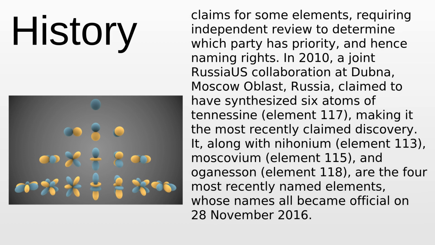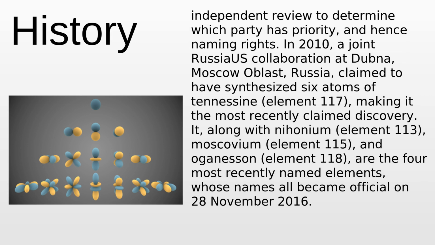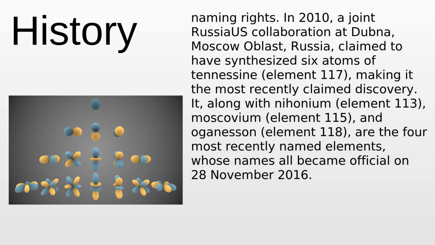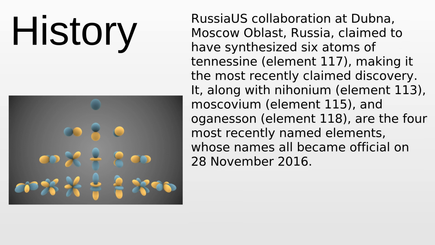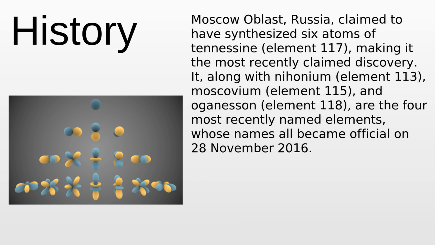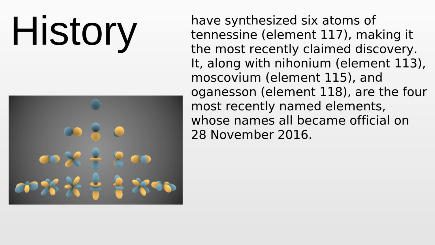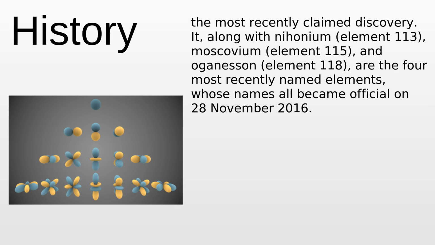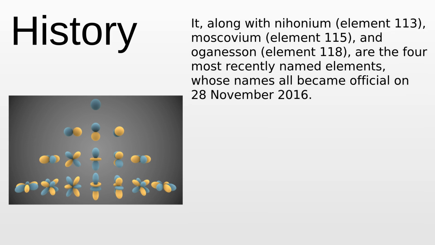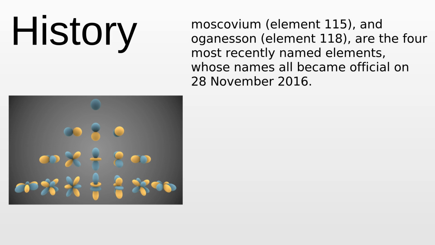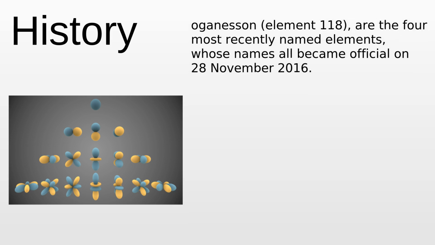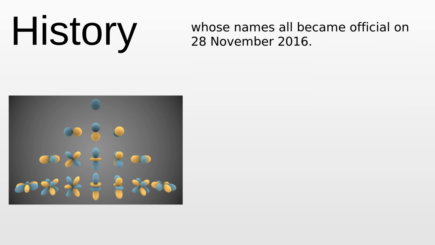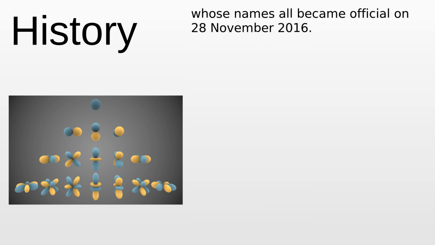In 2010, a joint Russia-US collaboration at Dubna, Moscow Oblast, Russia, claimed to have synthesized 6 atoms of tennessine, element 117, making it the most recently claimed discovery. It, along with nihonium, element 113, moscovium, element 115, and oganesson, element 118, are the 4 most recently named elements, whose names all became official on the 28th of November 2016.